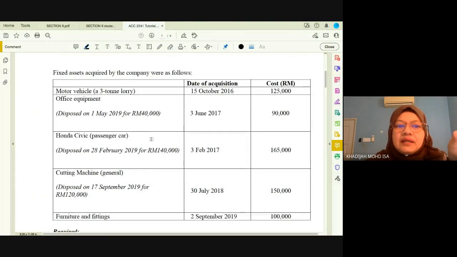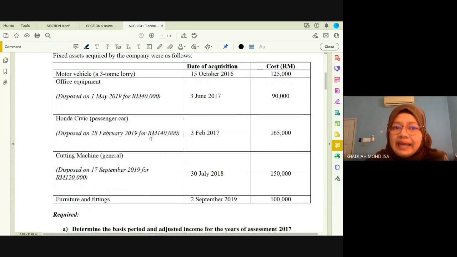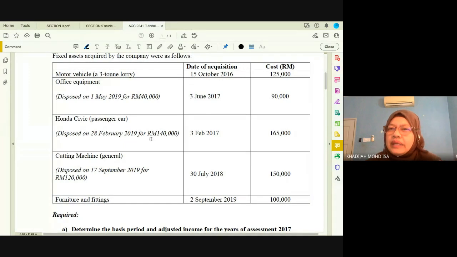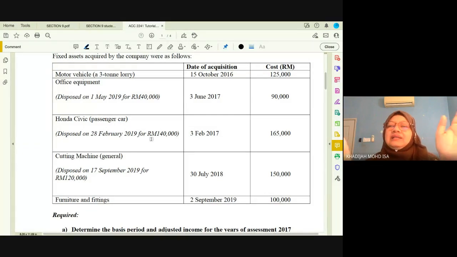Okay, so now we have done with the first part. The second part gives you information about your asset. You have a motor vehicle. Remember that there are two types of motor vehicle. One is the commercial motor vehicle, for example the lorry, whatever is used for commercial purpose. The other one is a passenger car, which means a normal 5-seater car, as long as it's used for passenger usage.